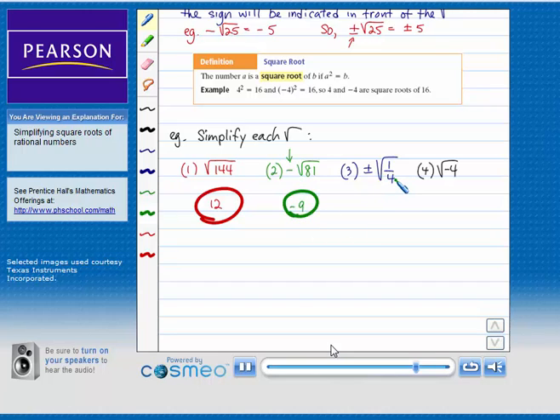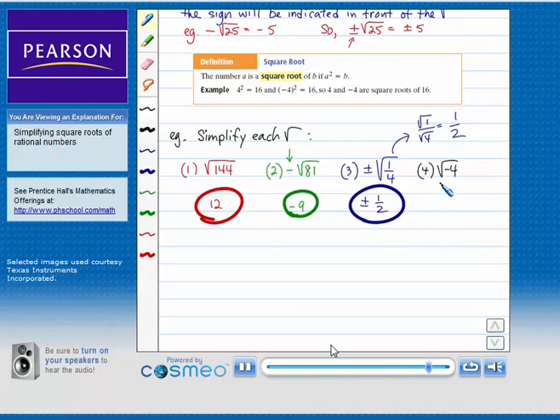Plus or minus the square root of 1/4. Well, you can write that, by the way, as the square root of 1 over the square root of 4, if that's one way that you could simplify it. The square root of 1 is 1. The square root of 4 is 2. They're looking for the positive and negative square root, so plus or minus 1/2. And notice the square root of a fraction is larger than the fraction to begin with.